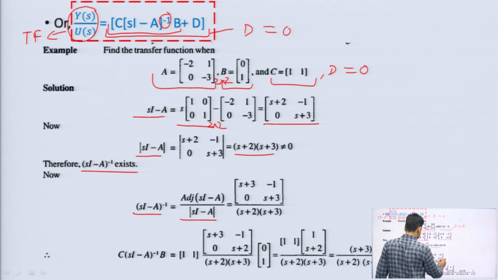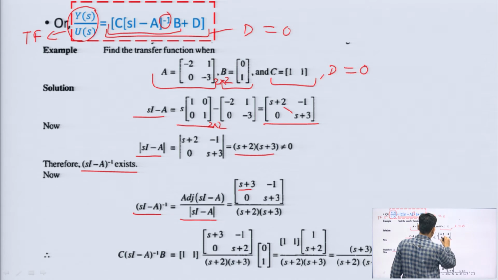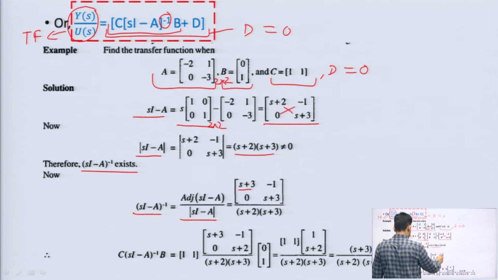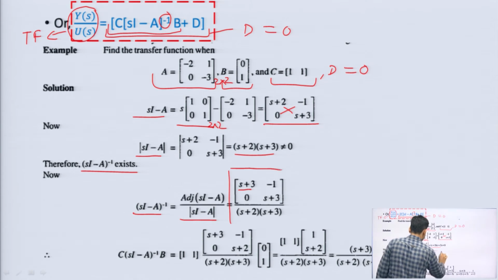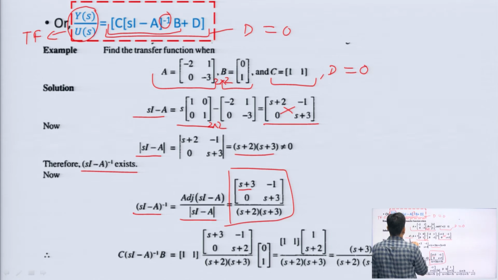If I solve it, I will get s plus 3, minus 1, 0, s plus 3 divided by this. Basically, to calculate the inverse, we need to interchange the diagonal elements, and invert the sign of the off-diagonal elements, right. So, this will come, and when you solve it, you will get the (sI minus A) inverse matrix like this. Now, we need to multiply with the B and C matrices.